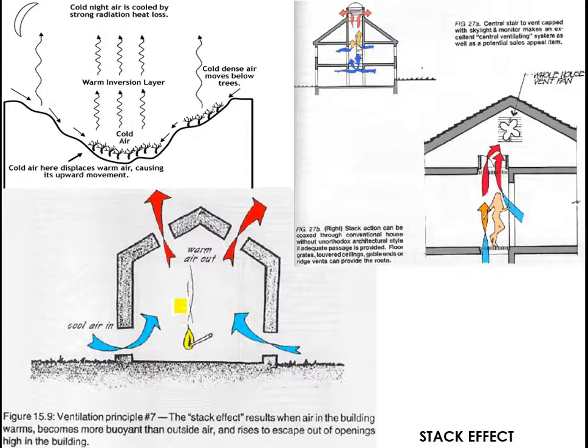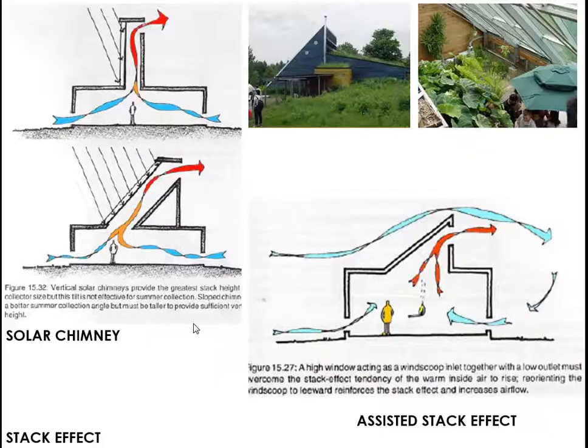The cool air descends down, the warm air rises up. This phenomenon can be seen in valleys, in hills, etc. Okay, so this phenomenon is one of the passive cooling techniques which can be used for natural ventilation. So the stack effect has various methods. The first method is using a solar chimney. It's a very interesting method, which creates air changes per hour.